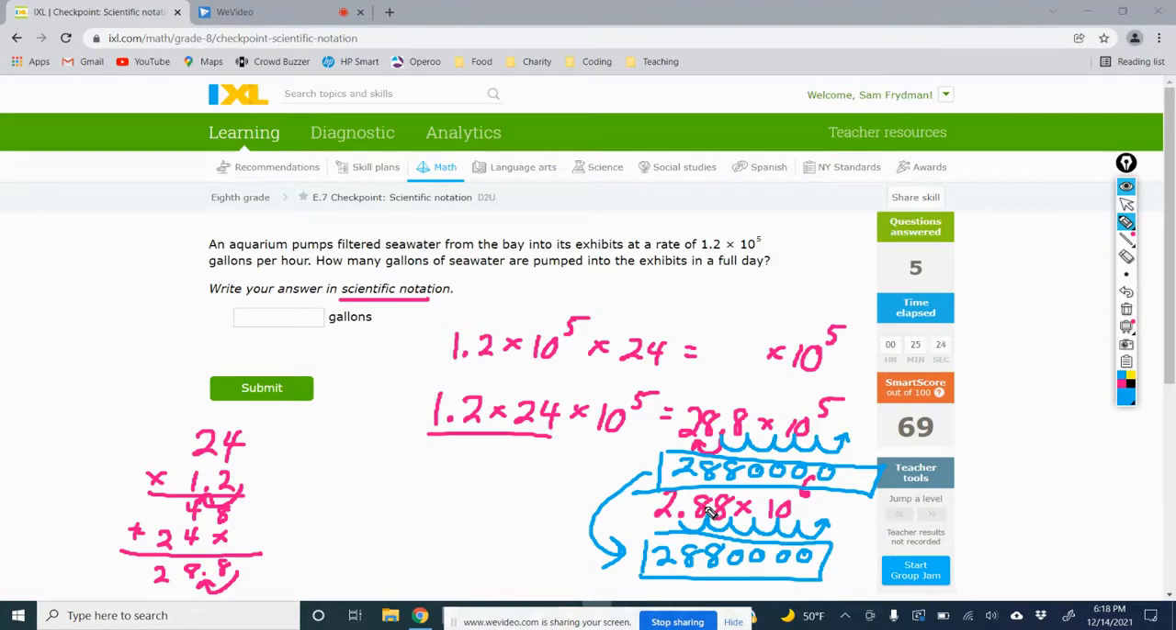This one is written in proper scientific notation because now the coefficient is between 1 and 10. So let's write over here 2.88 times 10 to the sixth power.